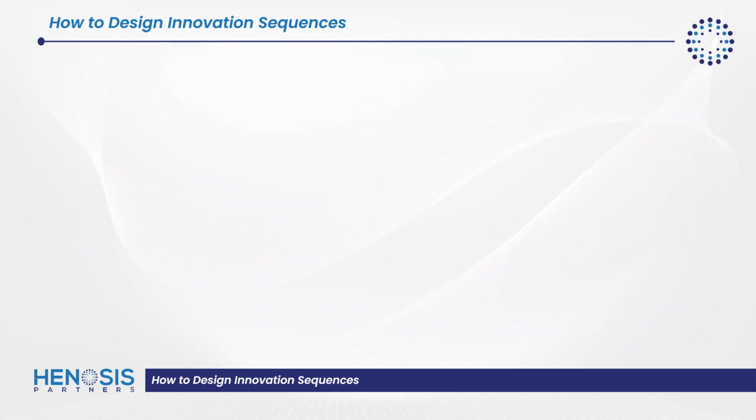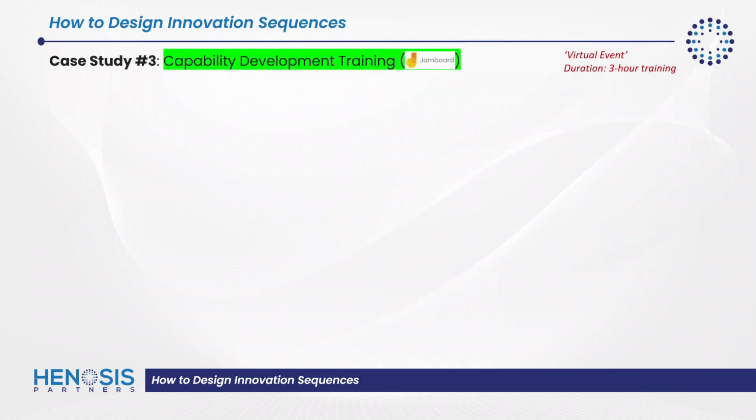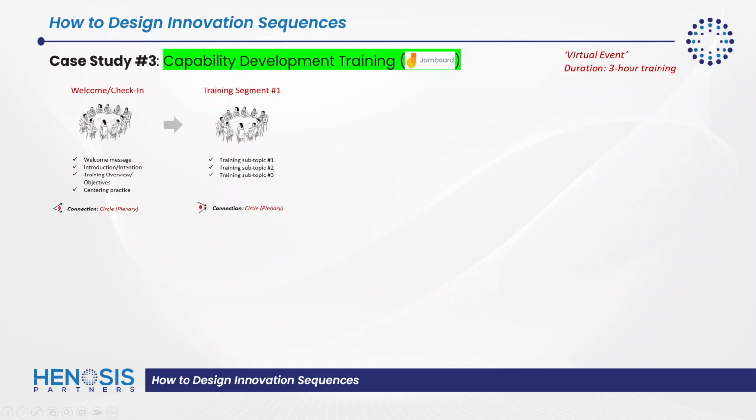And the final case study that I'll share with you was also a capability development training event. It was a virtual event that was 3 hours in length, and we leveraged Google's Jamboard as our digital canvas tool. For this event, we started with a welcome and check-in as we always do, and from there we initiated the first training segment of the day.